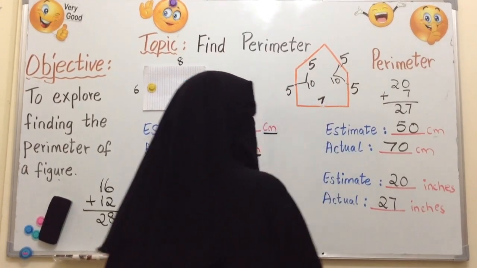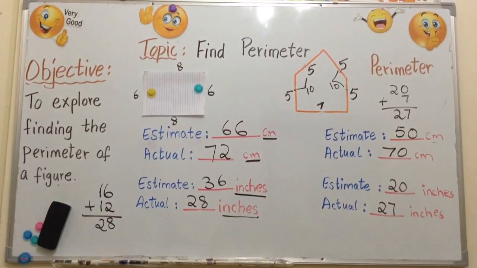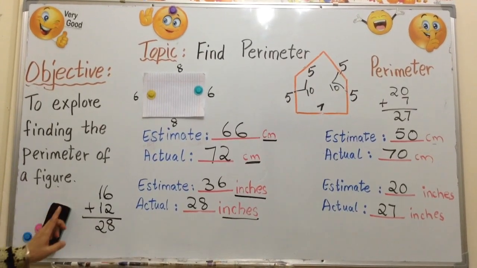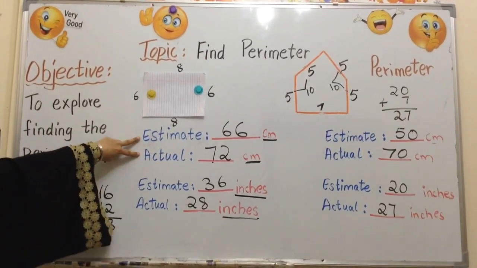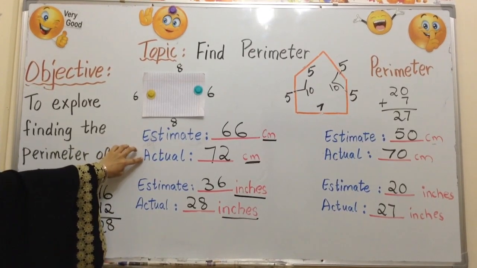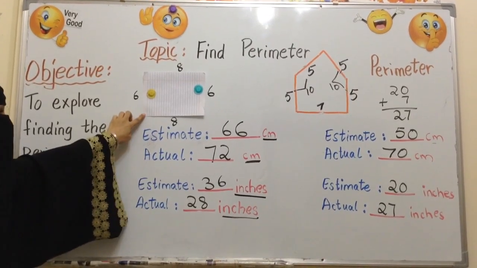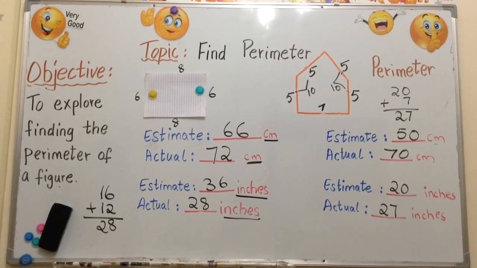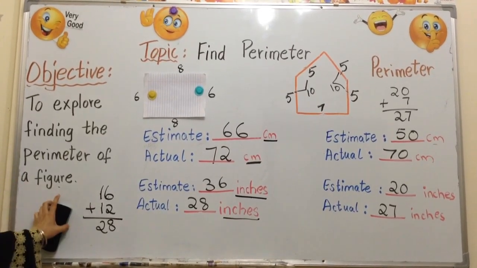inches. This is your lesson to find perimeter. Okay, it can be any shape and you are going to do two things. One is the estimate, other is the actual, which is you are using the ruler to measure it. It can be any shape, closed figure. Remember, this is our lesson.